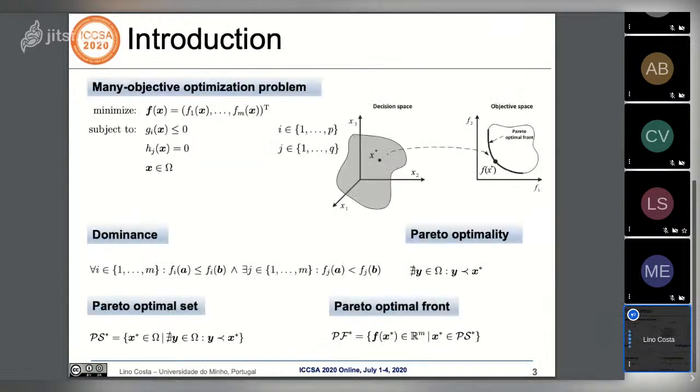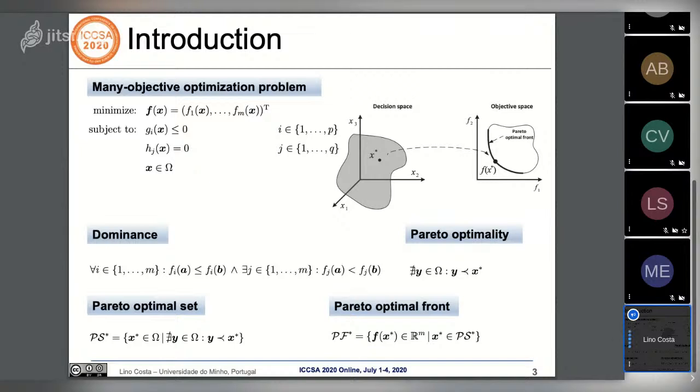I will start by presenting the formulation of a multi-objective optimization problem. In a multi-objective optimization problem, the goal is to minimize a set of objectives. When this set of objectives is large, when the number of objectives is superior to 3, we are in the presence of a many objective optimization problem.